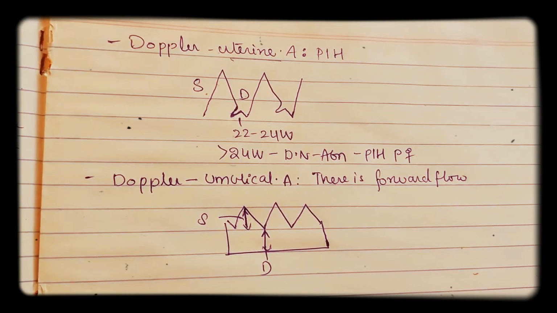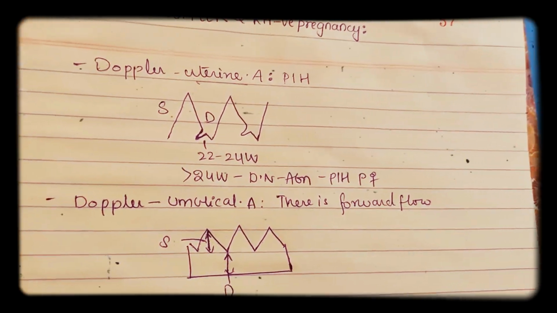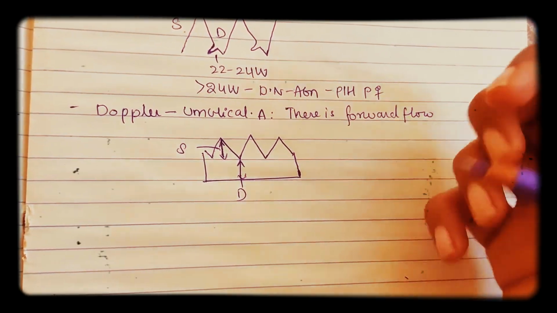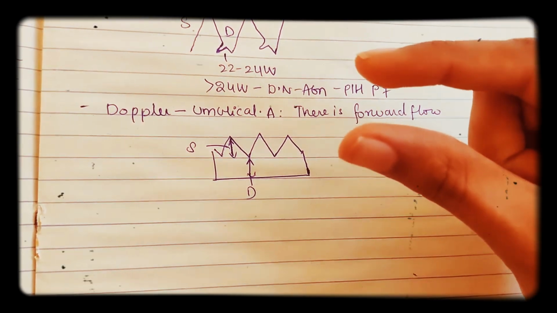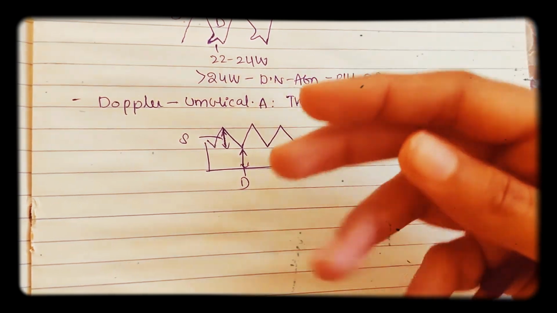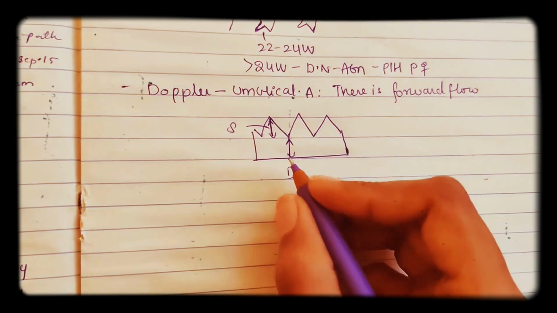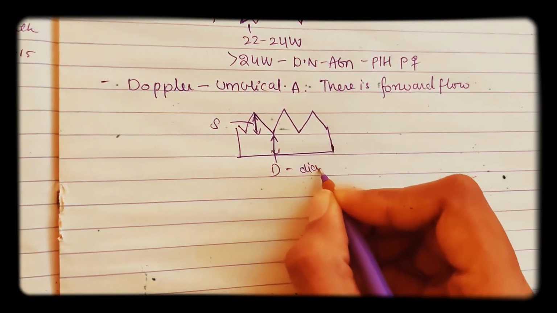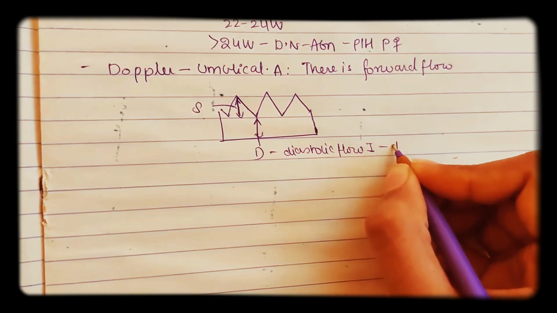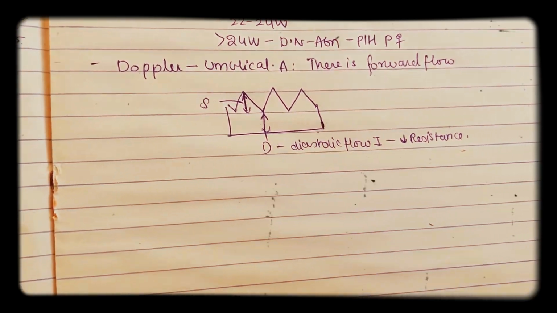As the period of gestation increases, the resistance of blood vessels decreases. So what they are saying is, as the pregnancy period of gestation increases, the resistance of blood vessels decreases. If the resistance is decreasing, resistance is the force which is opposing flow, right? If the force is decreasing, then there is more blood flow. So the diastolic flow increases because there is low resistance, which is seen in umbilical artery, which you need to remember.